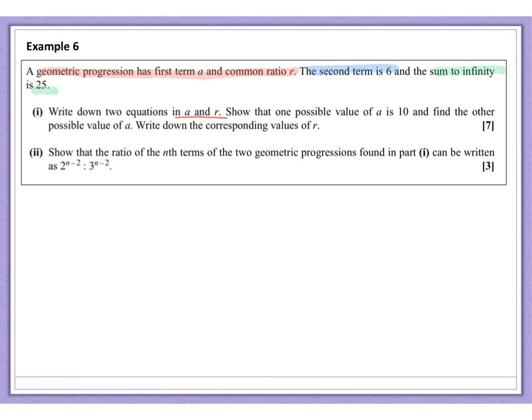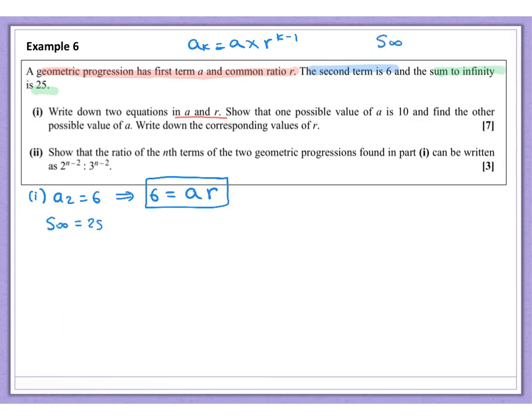So starting with the first piece of information, we know the second term is 6. So remember that a_k is equal to a multiplied by r to the k minus 1. So we know that a_2 is equal to 6, so that tells us that 6 is equal to a multiplied by r, and k minus 1 is just 1, because of course k is equal to 2. So there's one equation. We know the sum to infinity is 25. Remember, the formula for the sum to infinity is a over 1 minus r, so this tells us that 25 is equal to a over 1 minus r. And we have a pair of simultaneous equations.